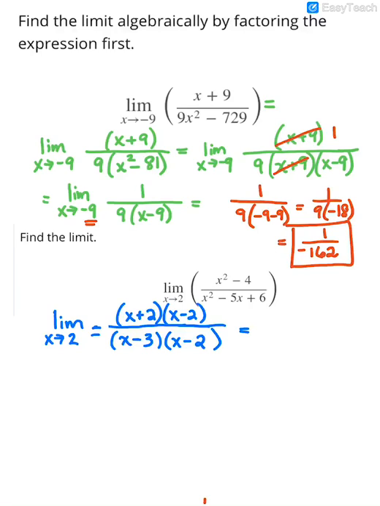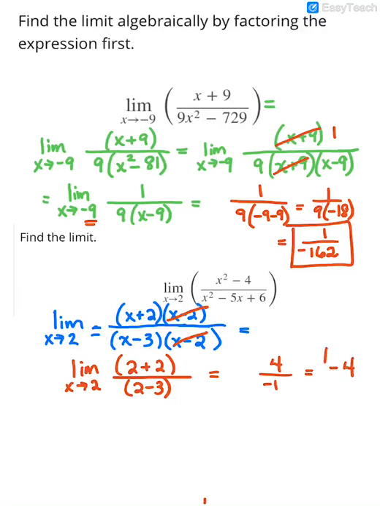And so once again, we'll cancel the common factors. And then at this point, we can actually plug in the 2. So we're going to have a 2 plus 2 on top and a 2 minus 3 on bottom. So that's going to be a limit of 4 over -1, or simply -4.